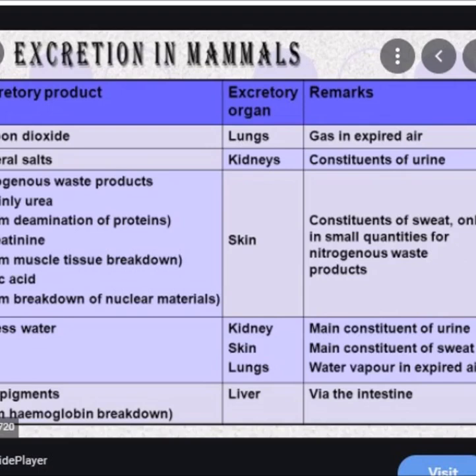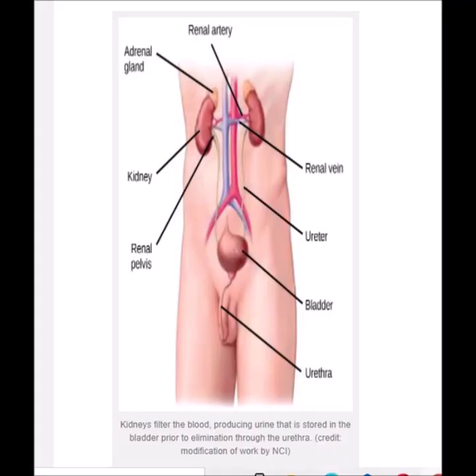Another excretory product is bile pigments from the breakdown of hemoglobin, and this is excreted through the organ liver, and it is removed through the intestine. Out of all these excretory organs that I mentioned, the main one is the kidney, and we're going to take some time to look at the kidney of mammals and how the nephrons perform osmoregulation.